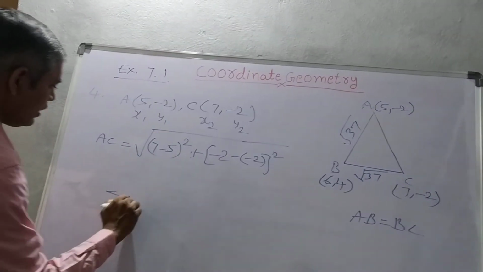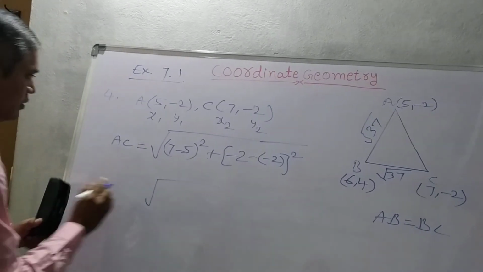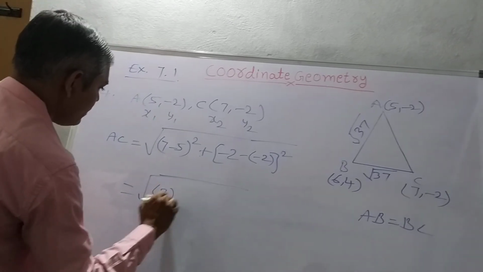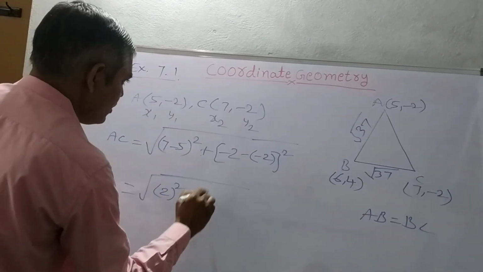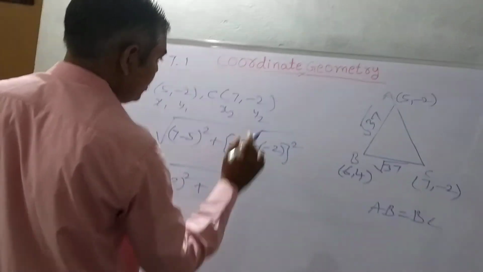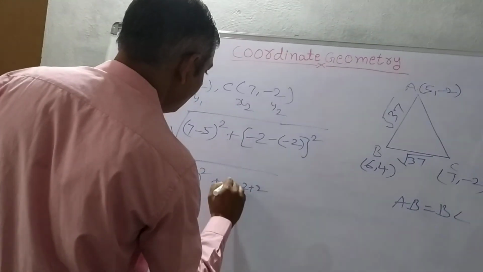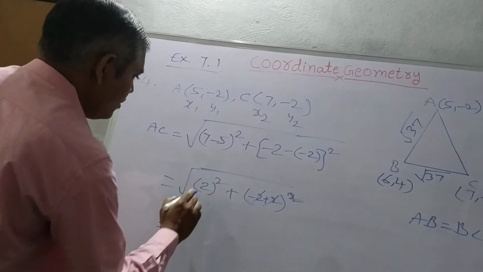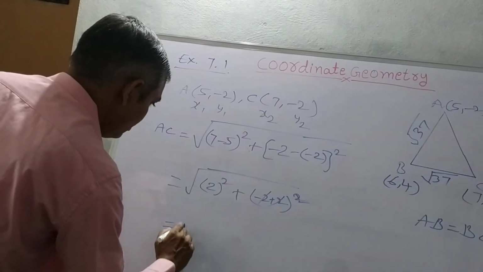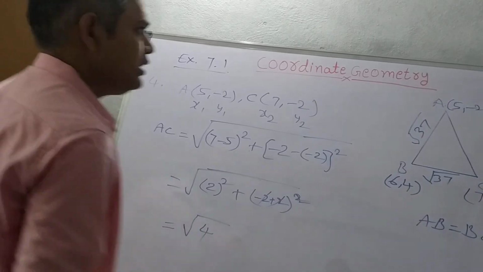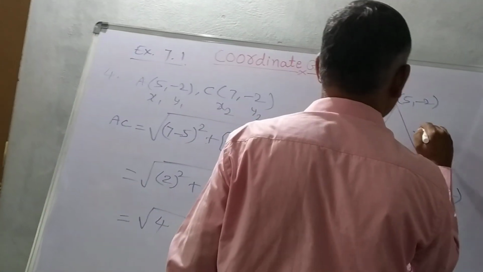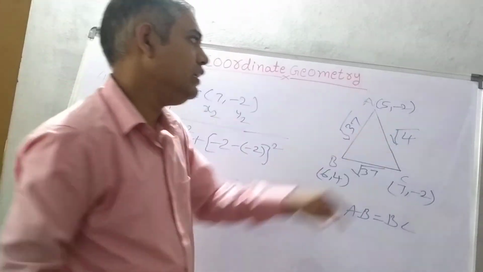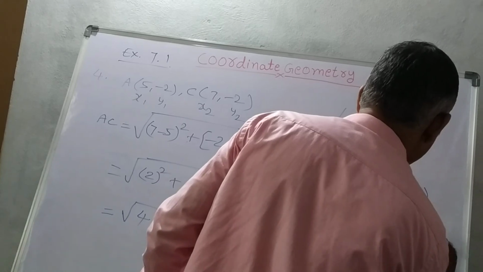7 minus 5 is 2, whole square, plus minus 2 plus 2, which cancels. 2 whole square is equal to the square root of 4. The distance AC is root 4. Only two sides are equal. The third side is not equal.